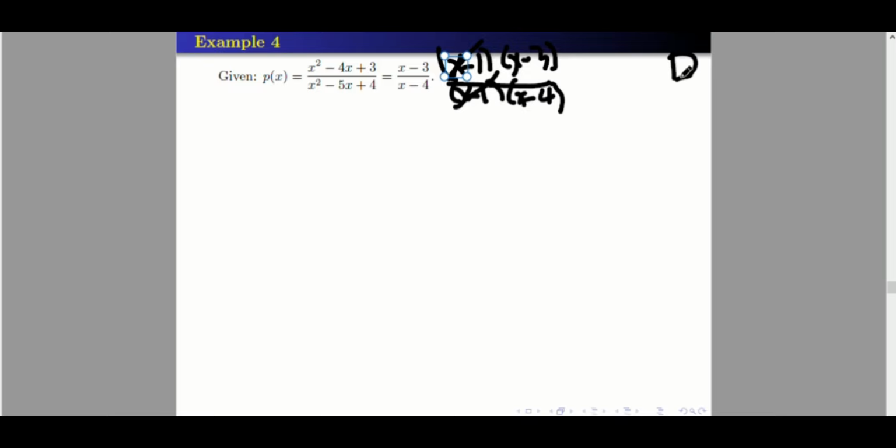And take note that x minus 1 is on the denominator. So for the domain, if we check the domain, x equals 1 must not be included. Okay. But for the vertical asymptote, we will only consider the non-cancelled factor. So we will only consider x minus 4. So from the previous video, we have x equals 4, horizontal asymptote y equals 1, and we have these intercepts.